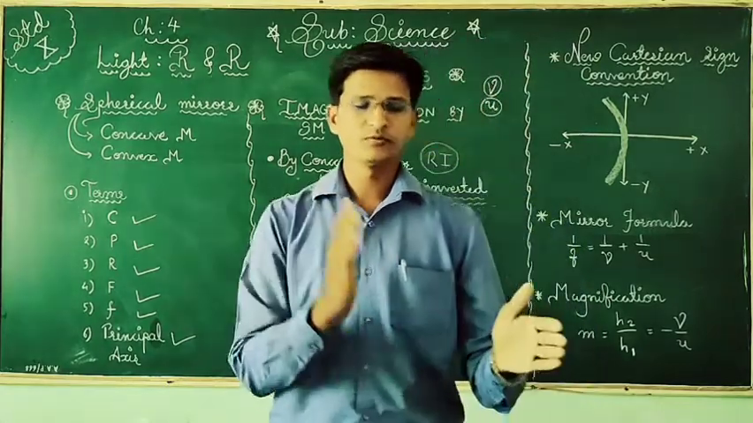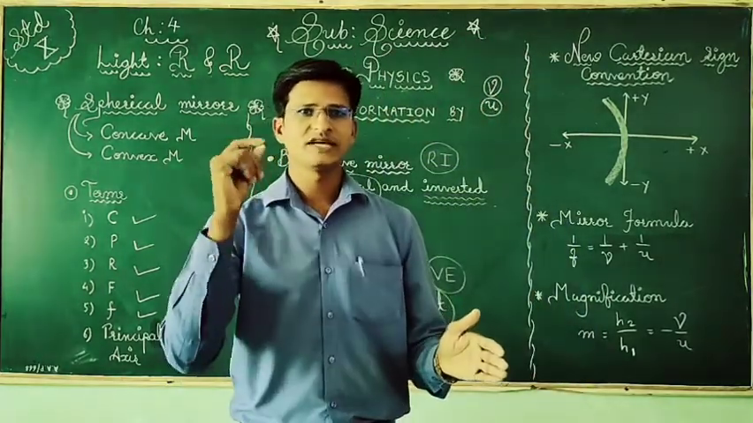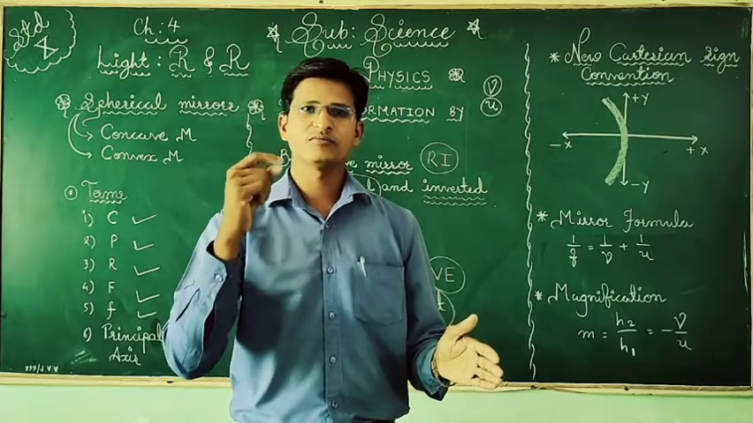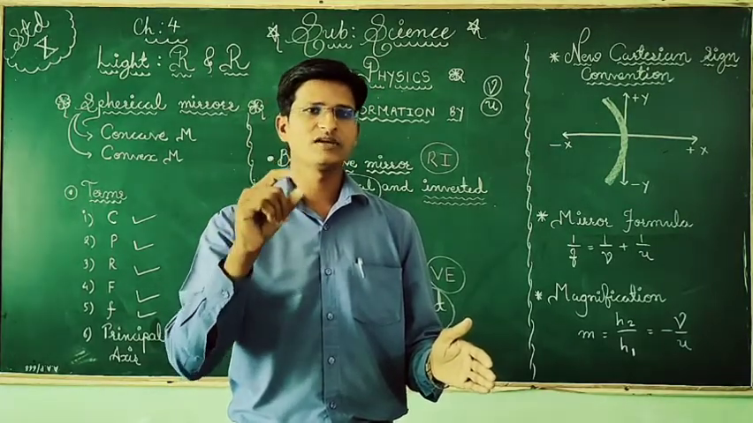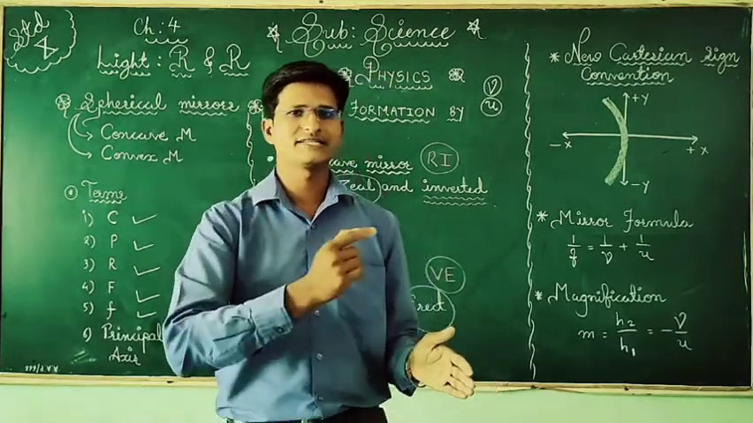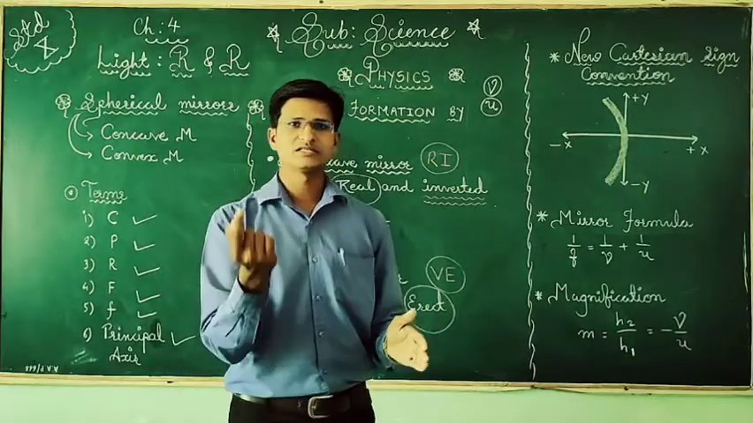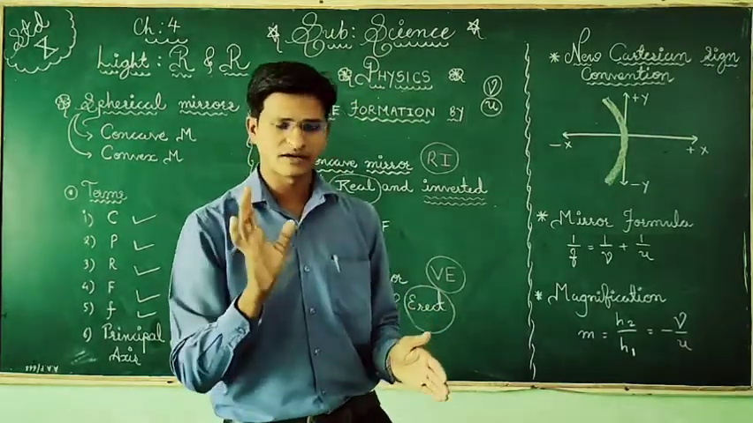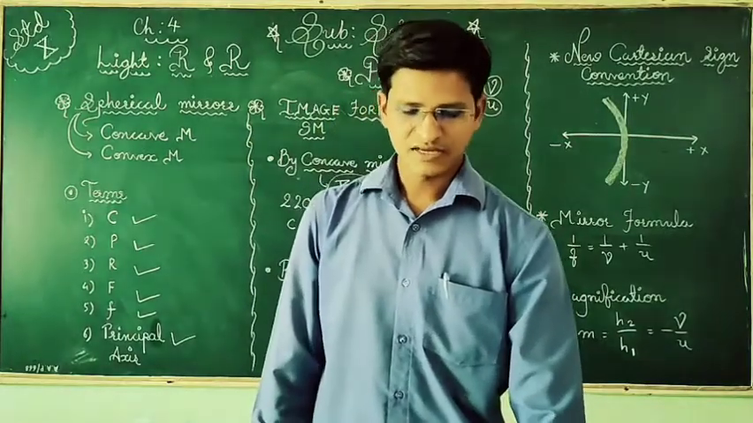What is the concept? The position, what type of image, the size of the image is very clear. The nature of the image is very clear. The nature of the image will remain the same, only in one exceptional case, between P and F, it converts into a virtual image. Otherwise, the remaining things are the same.